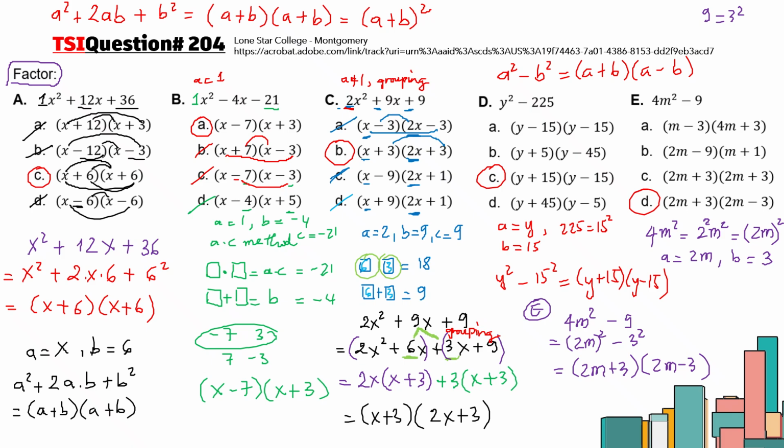How about if you forgot the formula? You can just try to distribute each of the answer choices, and whichever one gives you the equivalent of the given expression is the correct answer. So knowing the formula will save you time.